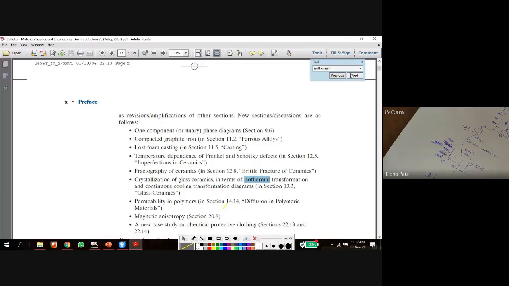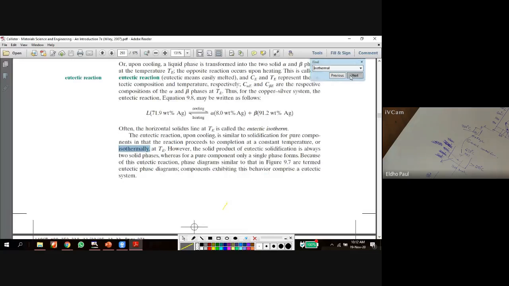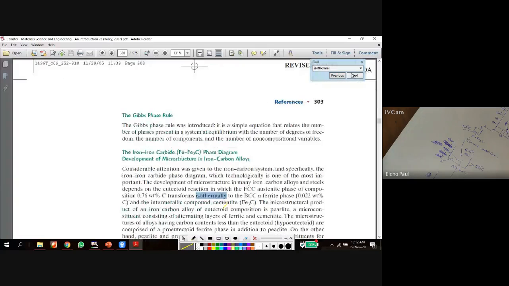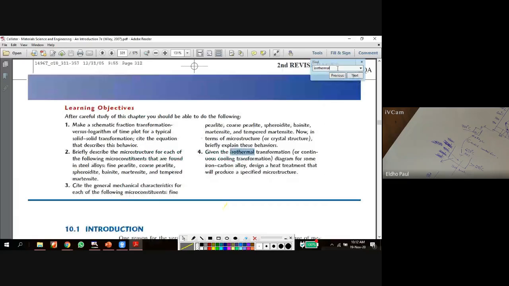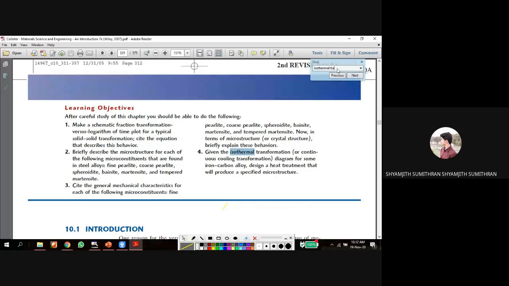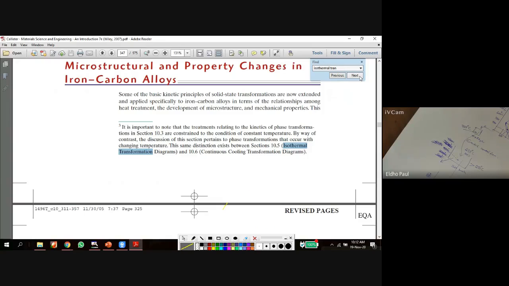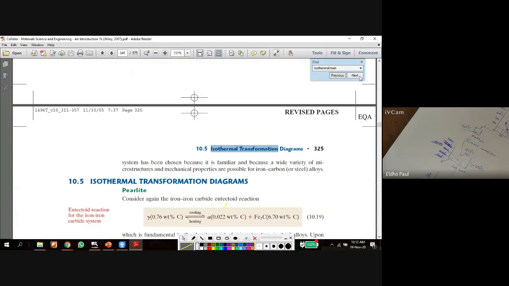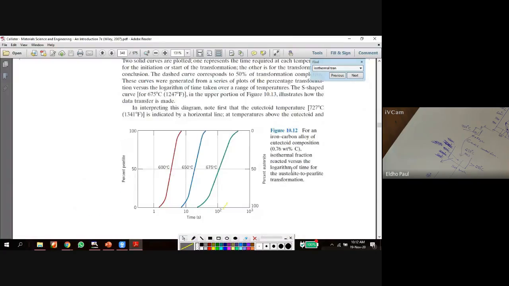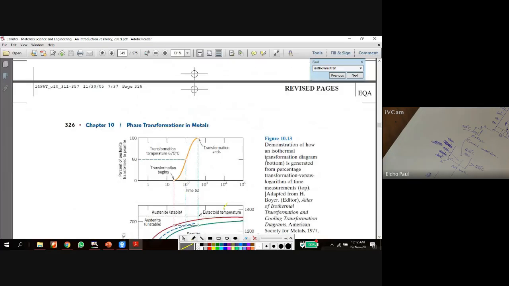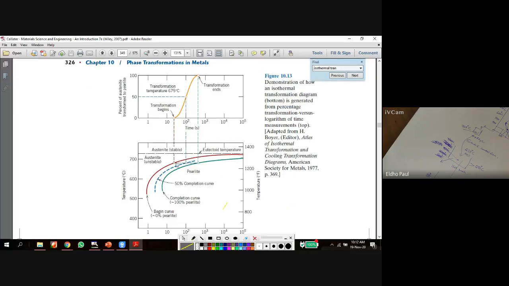ഇതിന് വേറൊരു പേര് ഐസോതെർമൽ ട്രാൻസ്ഫോർമേഷൻ ഡയഗ്രം എന്നൊരു പേരും കൂടി ഉണ്ട്. ഐസോതെർമൽ എന്ന് പറയാൻ കാരണം, കോൺസ്റ്റന്റ് ടെമ്പറേച്ചറിലാണ് നമ്മൾ ഈ പ്രോസസ് ചെയ്തത്. റാപ്പിഡ് കൂളിംഗ് കഴിഞ്ഞിട്ട് നമ്മൾ ചെയ്യുന്നത് കോൺസ്റ്റന്റ് ടെമ്പറേച്ചറിലാണ്. അതുകൊണ്ടാണ് ഐസോതെർമൽ എന്ന് പറയുന്നത്. ഈ ഹോറിസോണ്ടൽ ലൈൻ എന്ന് പറഞ്ഞാൽ ടെമ്പറേച്ചർ കോൺസ്റ്റന്റ് ആണ്. അതുകൊണ്ട് മറ്റൊരു പേരാണ് ഐസോതെർമൽ ട്രാൻസ്ഫോർമേഷൻ ഡയഗ്രാം അല്ലെങ്കിൽ ടെമ്പറേച്ചർ ടൈം ട്രാൻസ്ഫോർമേഷൻ ഡയഗ്രാം.